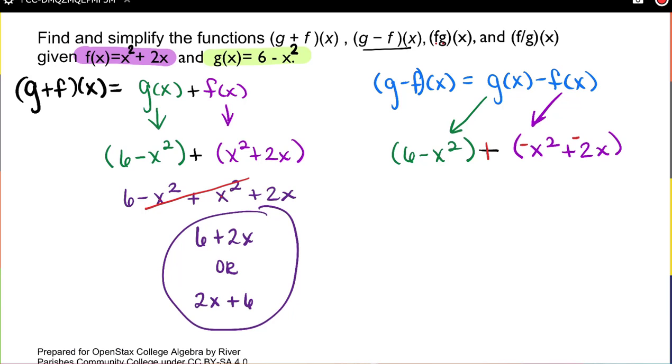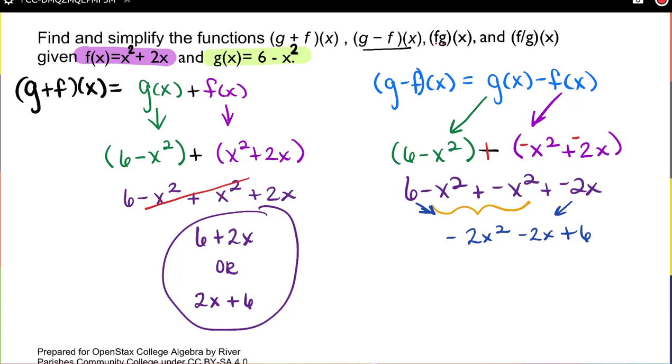So now we have 6 minus x squared plus negative x squared plus negative 2x, or minus 2x. Now we want to add any like terms, and negative x squared and negative x squared are like terms, and that is going to give us negative 2x squared. Then we'll bring down this negative 2x, and we'll bring down this 6, which happens to be a plus 6, and you can't go any farther than that.